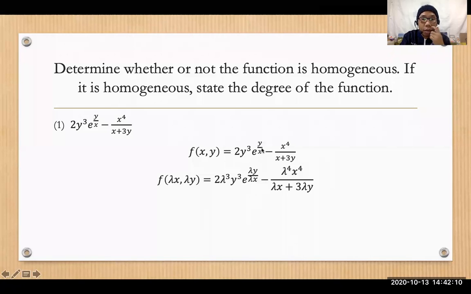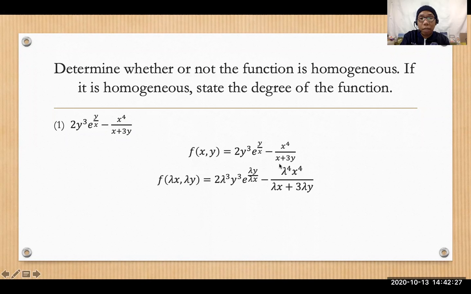And in this function, e raised to y over x, we replace y by lambda y and x by lambda x. That's why we have this term. And for the second term here, the numerator is x raised to 4, so we replace x by lambda x.